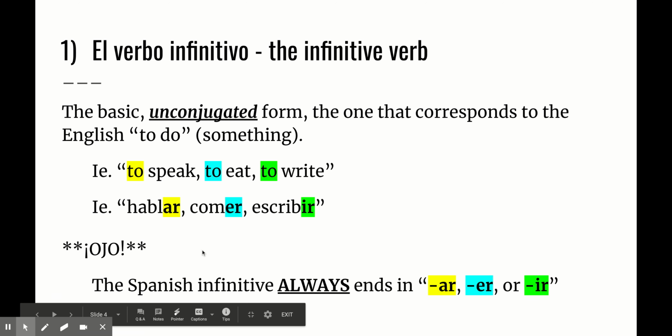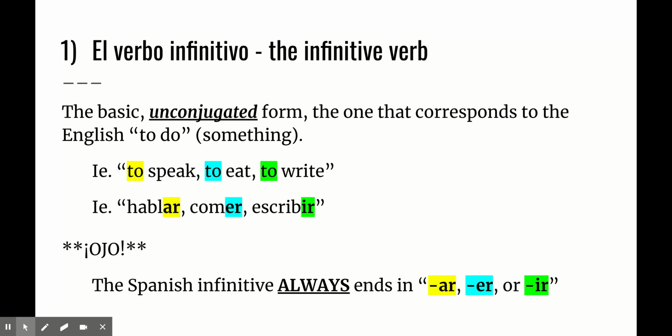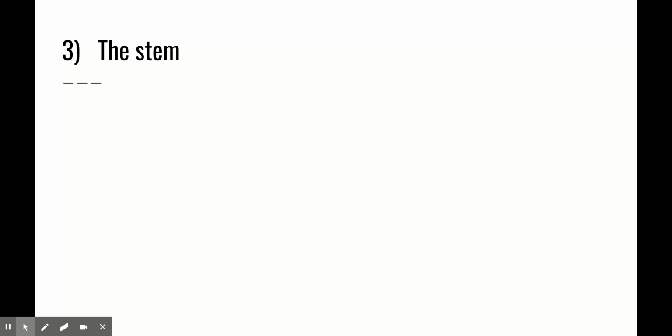Ojo, watch out. The Spanish infinitive always ends in AR, ER, or IR, like I just said, okay? Very, very important to note down. The infinitive always ends in AR, ER, or IR, which leads me to point number 2 on your list, the ending. This is the second part of the verb, the ending. Does the verb end with AR, ER, or IR? If it does, bing, bing, bing, it is an infinitive verb, okay?